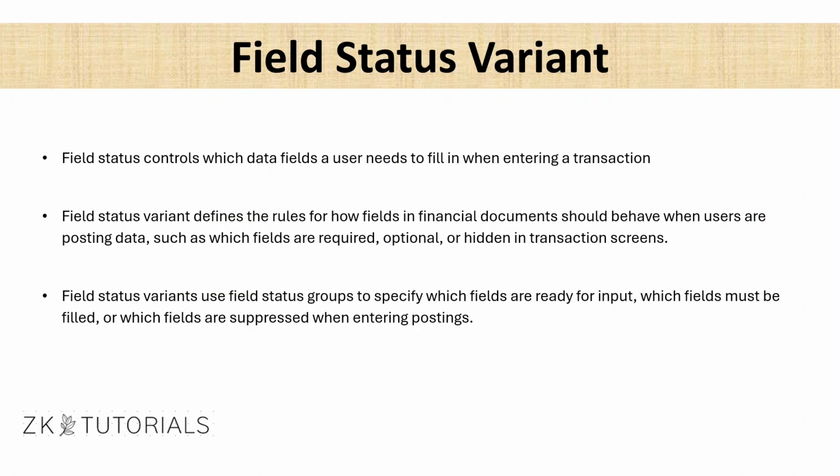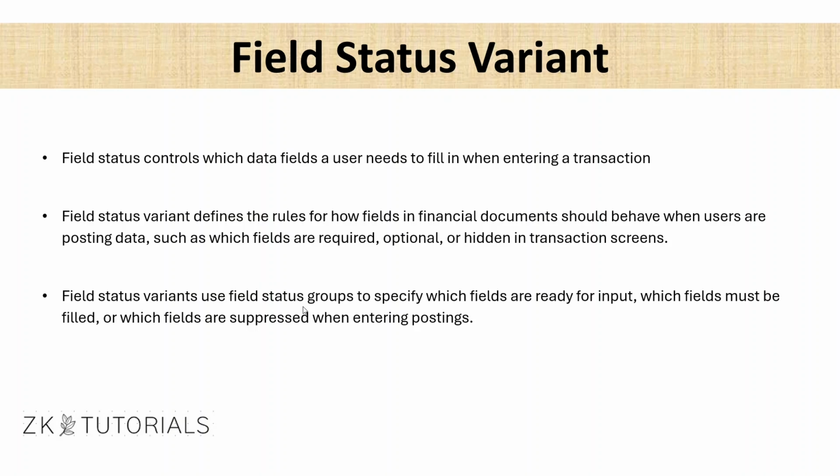So field status variant defines the rules for how fields in financial documents should behave when users are posting data, such as which fields are required, optional, or hidden in transaction screens. Field status variants use field status groups to specify which fields are ready for input, which fields must be filled, or which fields are suppressed when entering postings. So field status variant is like a bag, and field status groups are like objects in the bag.